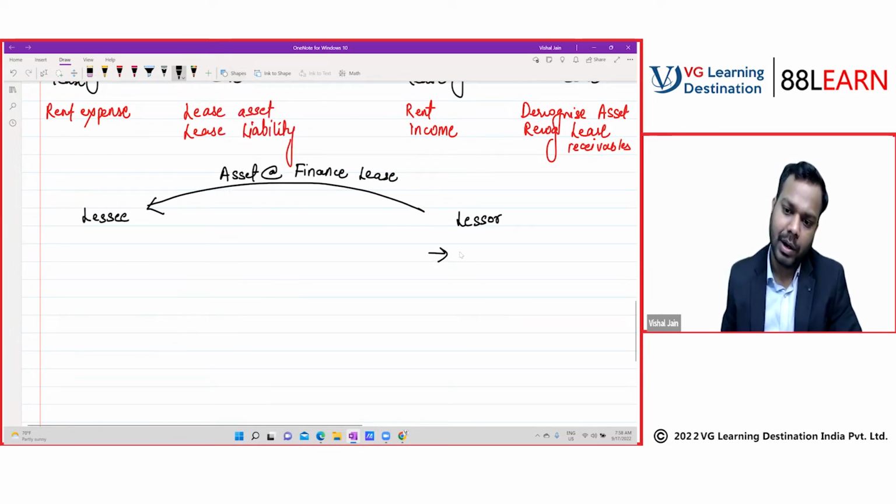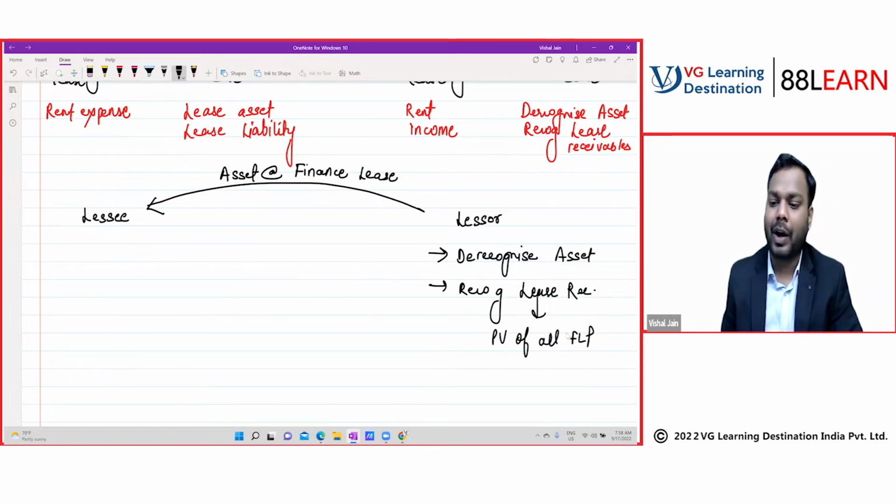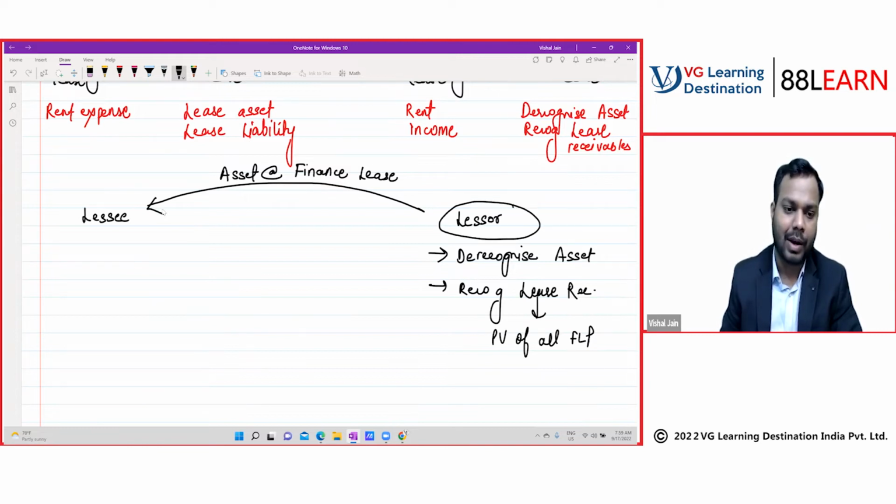Lessor will de-recognize the asset, and lessor will recognize lease receivables. And what is the value of lease receivables? Lease receivables will be recognized at present value of all future lease payments that will come from the lessee. Okay, that's the meaning of lease receivables. If you're not aware of it, I have clarified it now.